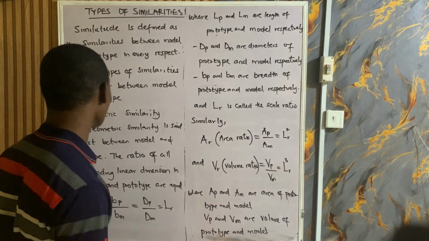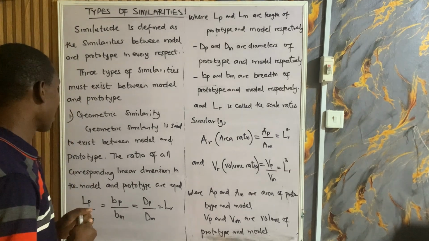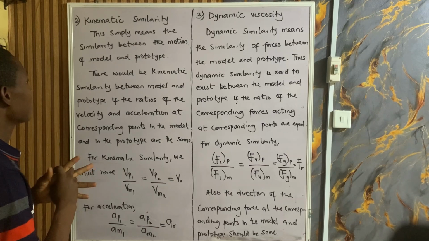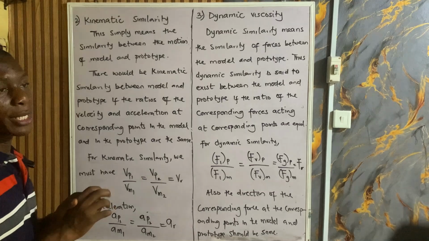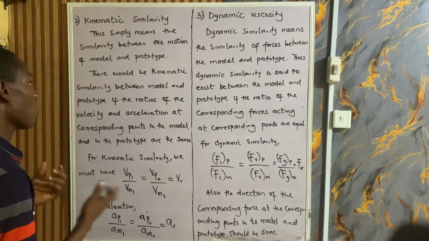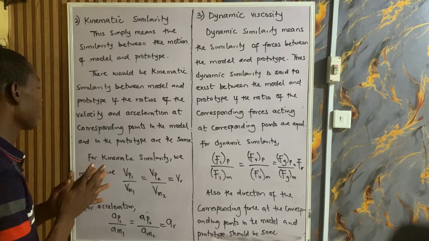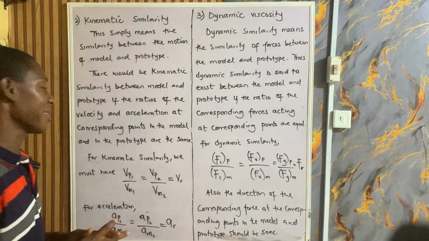Let's take the next similarity, which is kinematic similarity. This simply means the similarity between the motion of the model and prototype. There will be kinematic similarity between model and prototype if the ratios of the velocity and acceleration at the corresponding points in the model and the prototype are the same.